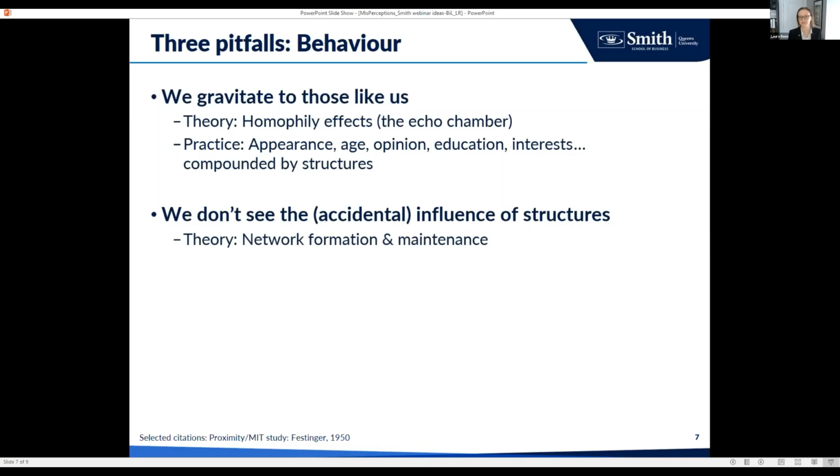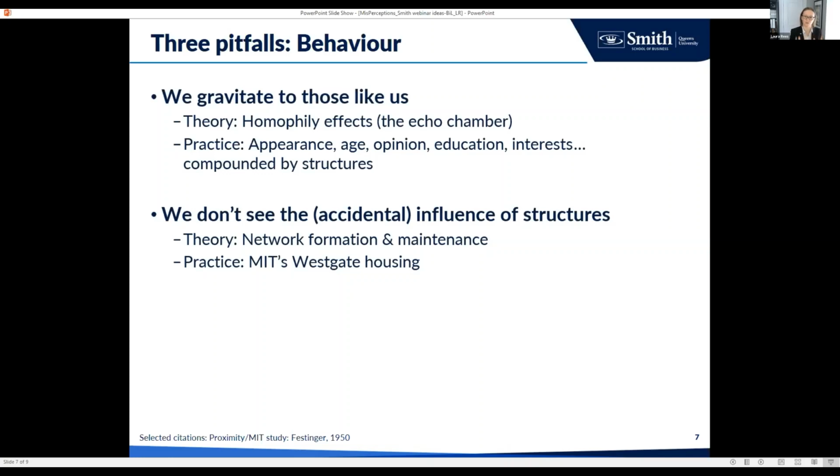When I used to teach networks and network theory to my undergraduate students, for example, I would always tell them the story of the Festinger study of MIT's Westgate and Westgate West housing. And the study is brilliant because it really dramatically illustrates this idea of how structures that we don't even think of, because again, we're not looking for them, so inattentional blindness, influence what we do and how we think and who we interact with.